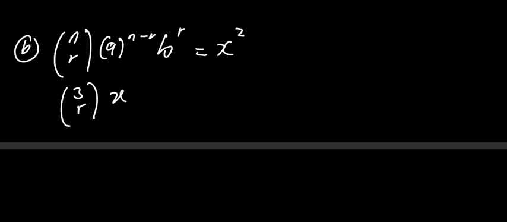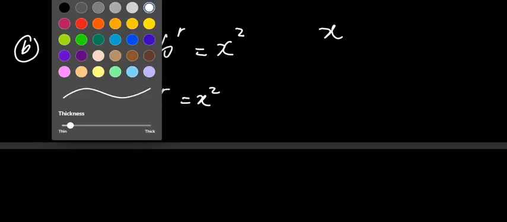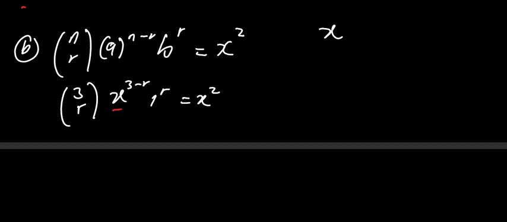This is simply x to the 3 minus r. Then you have 1 to the power r. This is equal to x squared. By the time we're done solving this, x must have a power of 2. So you equate the things that have x alone. What has x on the left hand side? The only thing that has x is this part. Then here we're having x squared.